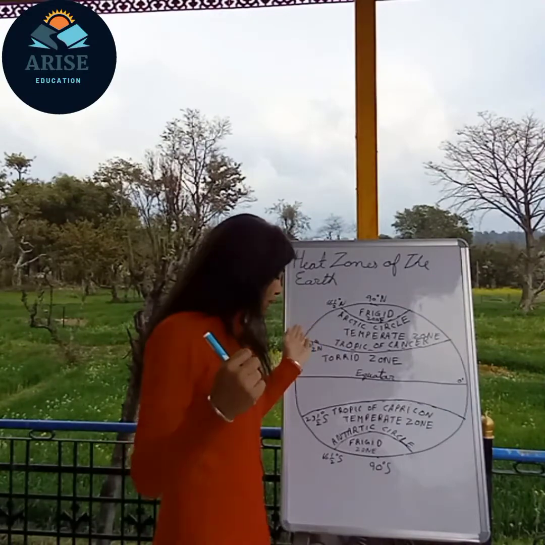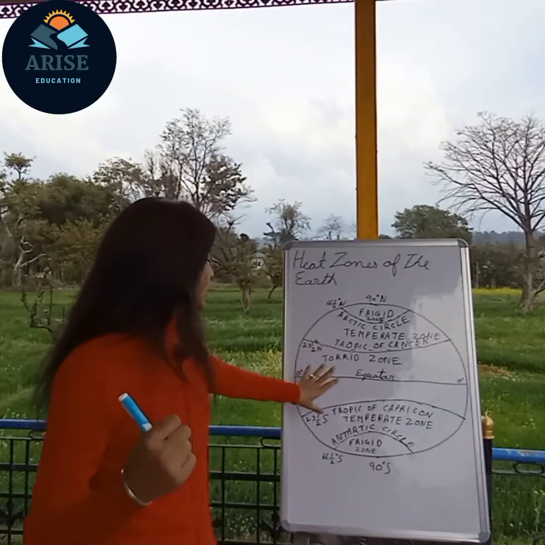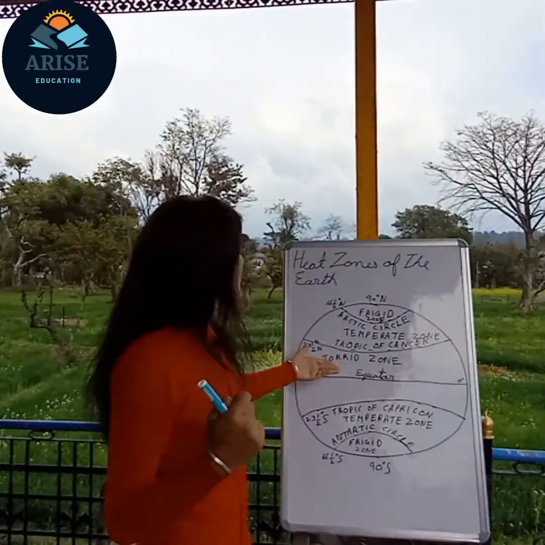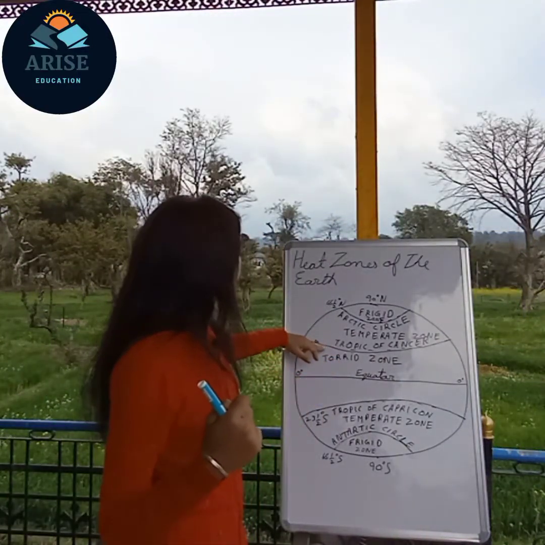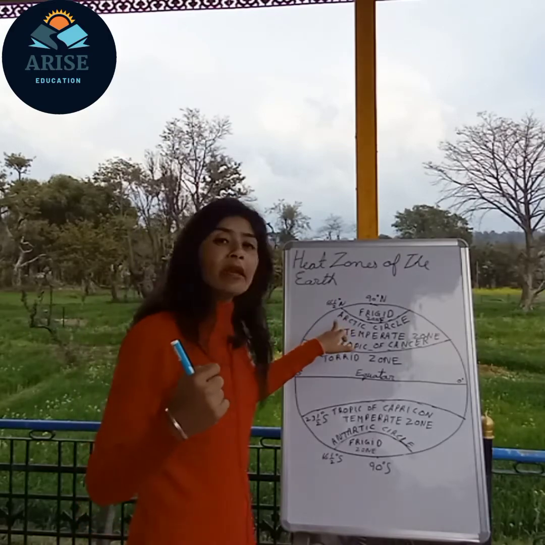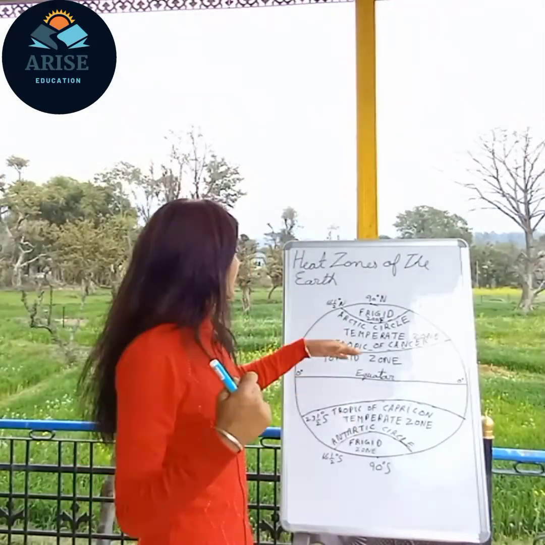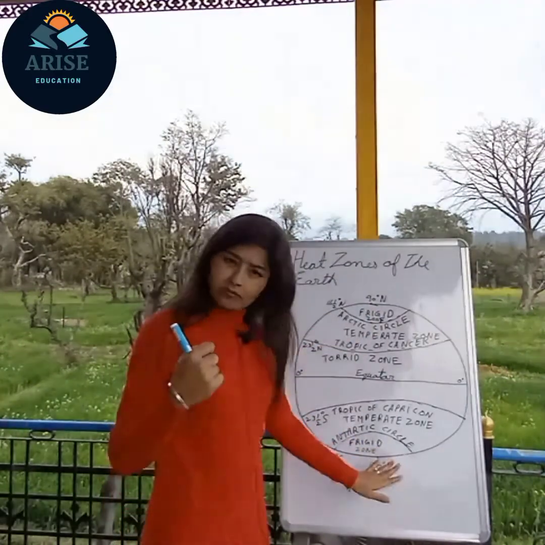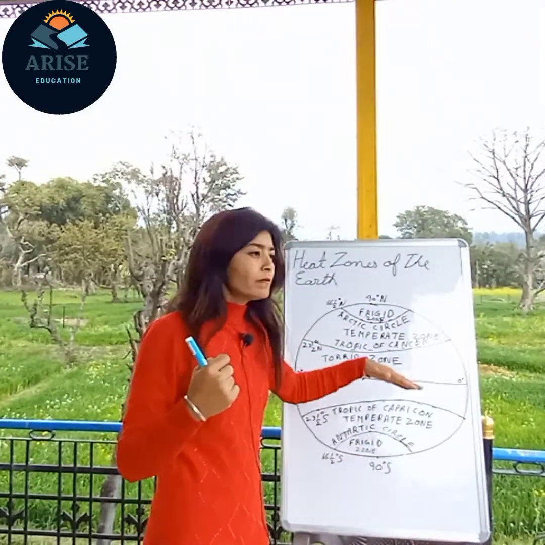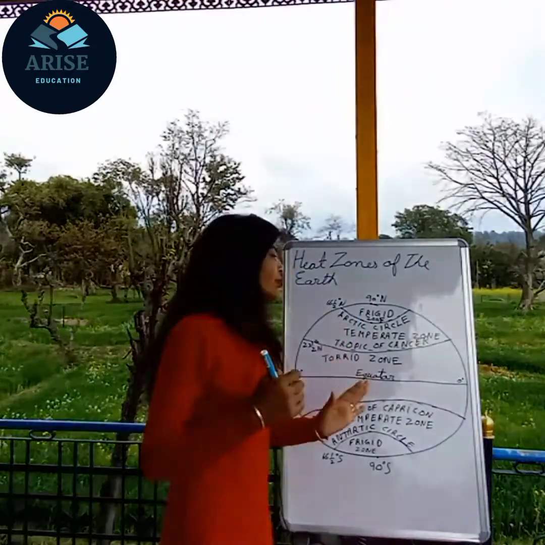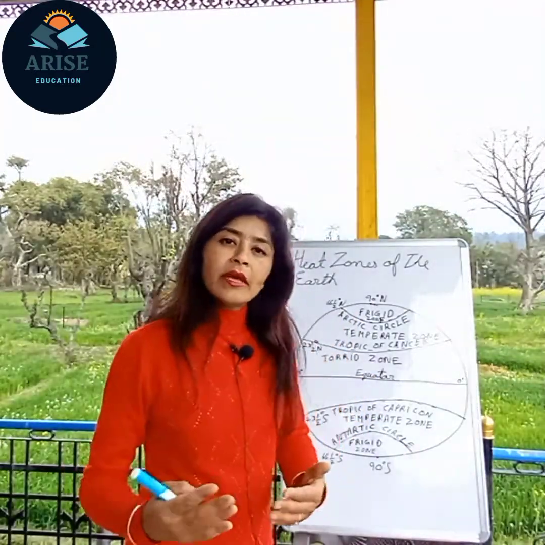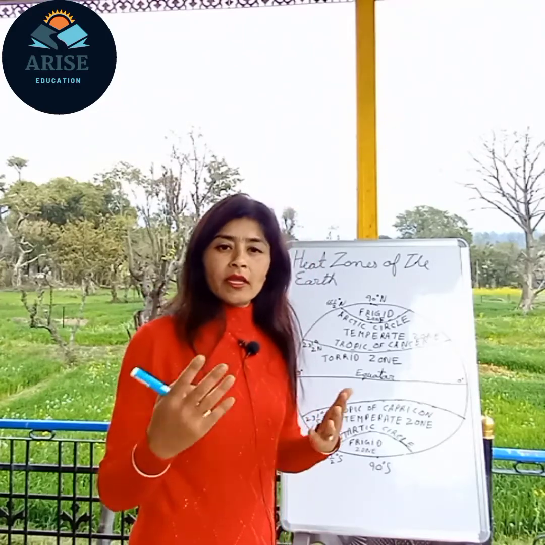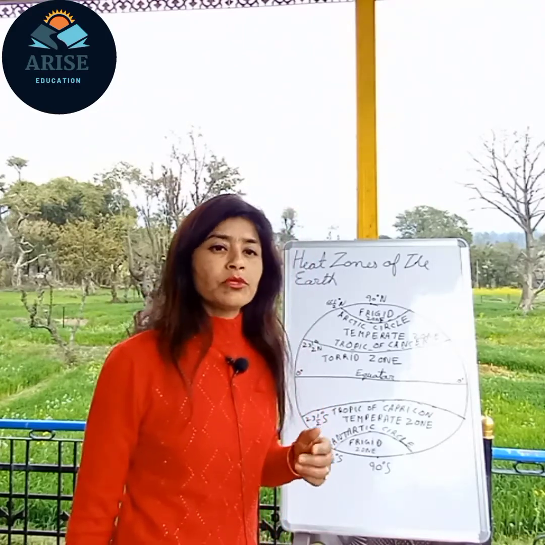The next question can be the names of the countries existing in the torrid zone. Name them. Then name the seasons. What is the extent of the temperate zone? Then you can ask about the season. Then you can ask about the vegetation, and the same things for the rest of the zones. In this way, you can make them develop their composition on their own, and they will be able to write the composition.